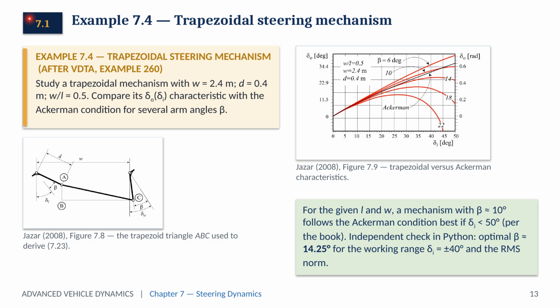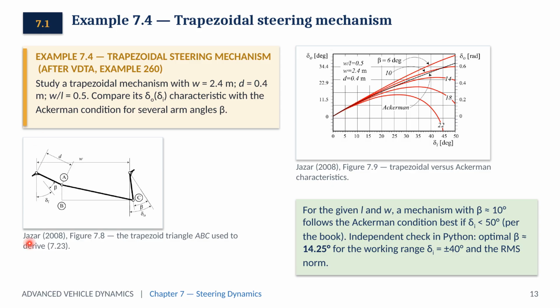In the previous part, we established the Ackerman condition and the bicycle model for the turning radius. Now we take example 7.4, the trapezoidal steering mechanism. The data are a track of 2.4 meters, an arm length of 0.4 meters, and a ratio W/L of 0.5. We compare its delta O versus delta I characteristic with the Ackerman condition for several arm angles beta.